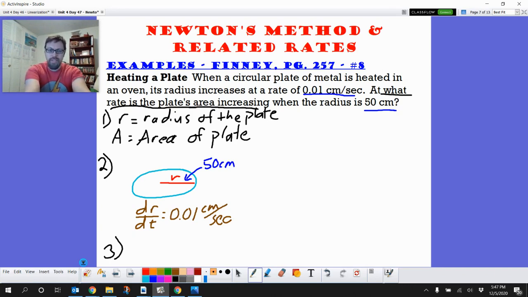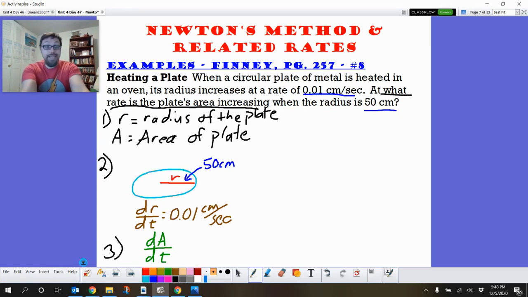I want to know what the change in area is with respect to time. At what rate is the plate's area increasing? What is the change in my area with respect to my change in time is what I'm trying to figure out. Okay, so I've drawn a cool diagram. I know the radius is 50 centimeters. I know a particular rate that it's growing. I want to know how the area of the plate is growing. So I want to try to figure out what this green conglomerate is.